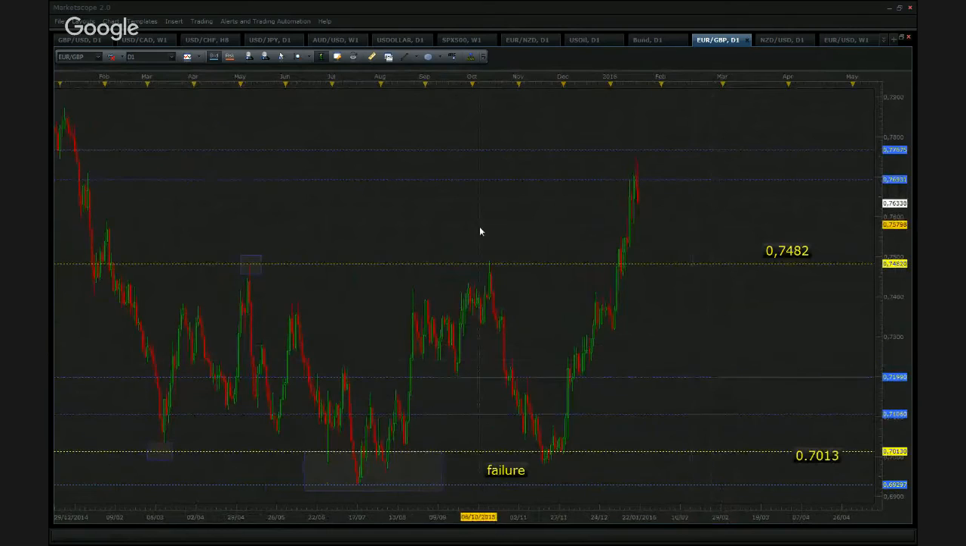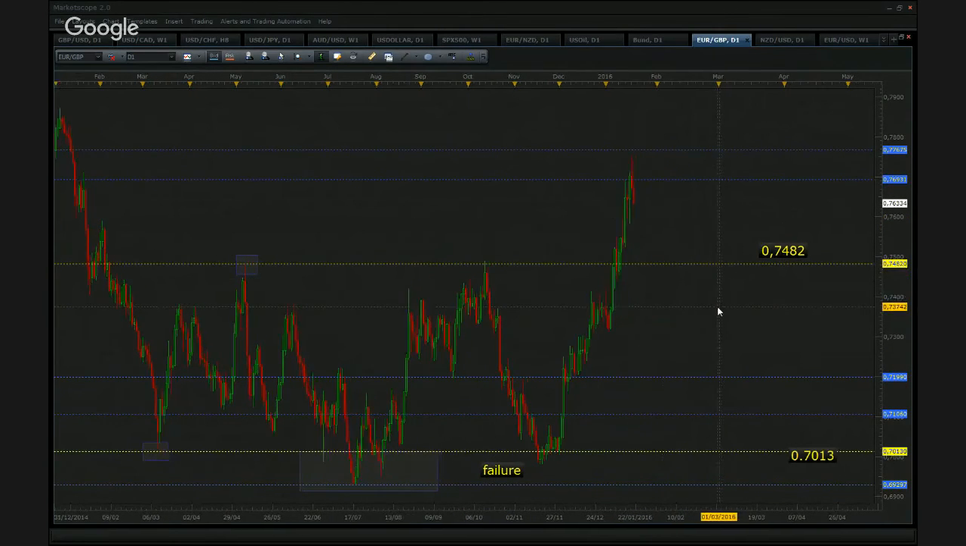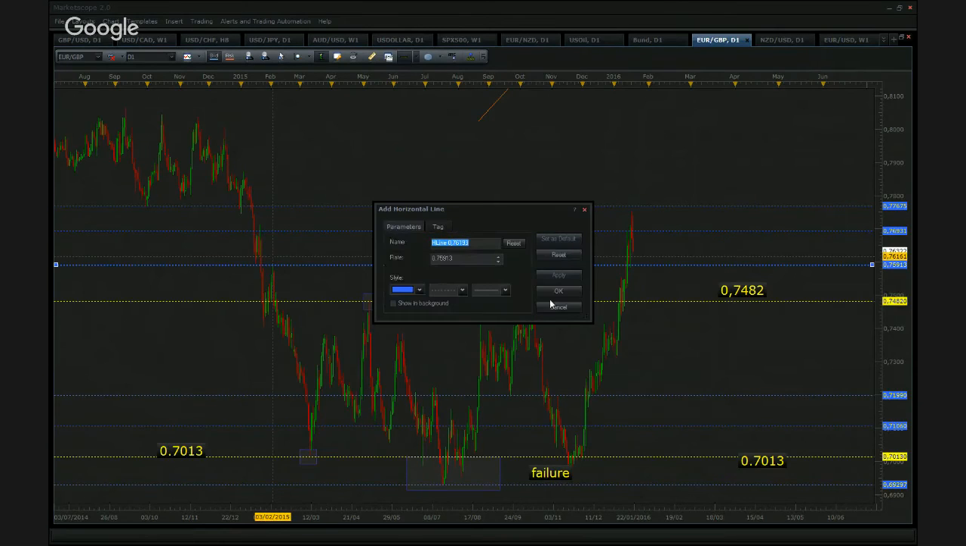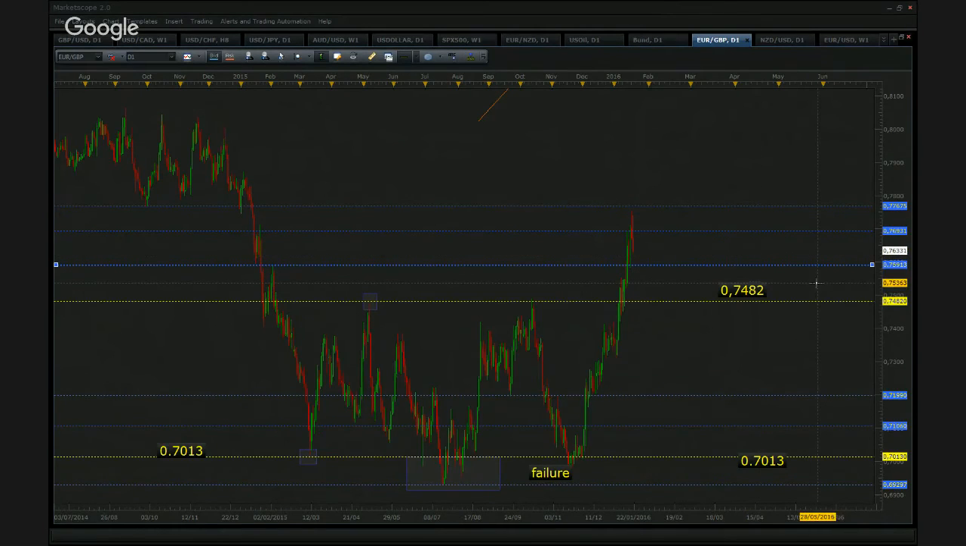So the question is now where can I buy, where can I go long euro pound? It's a good question. I'm going to check some levels here. This is not a bad level. It's not the most perfect level, but it may work, this high at 0.759.